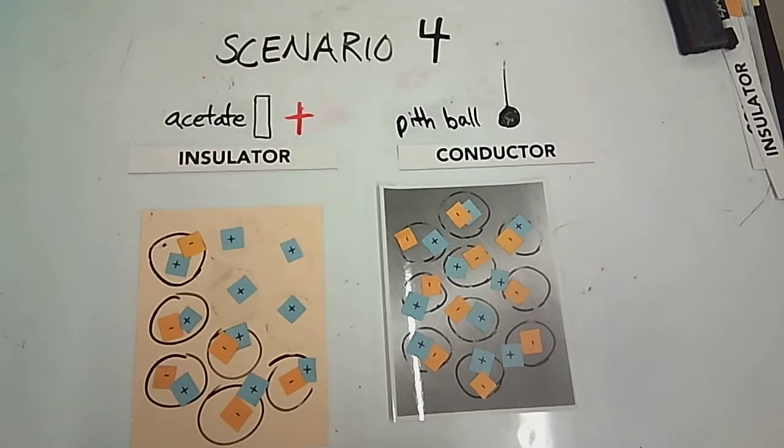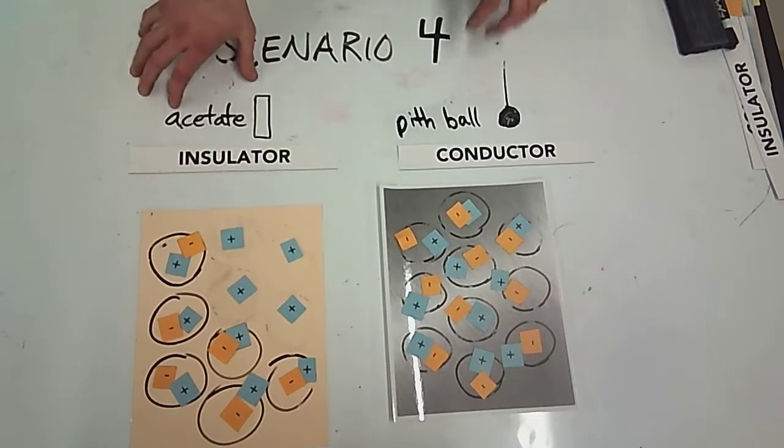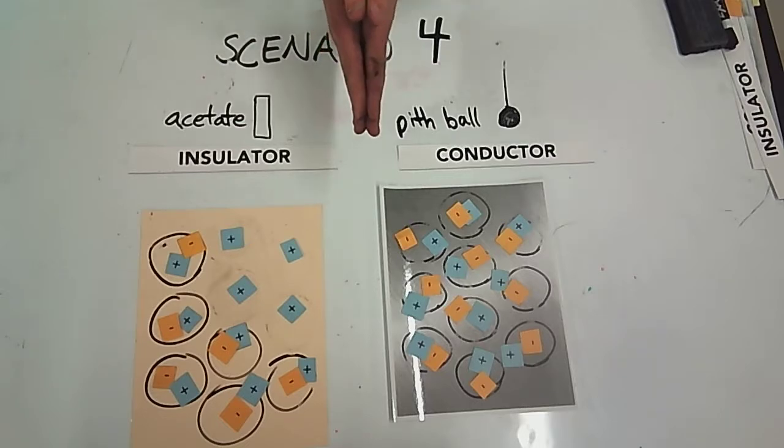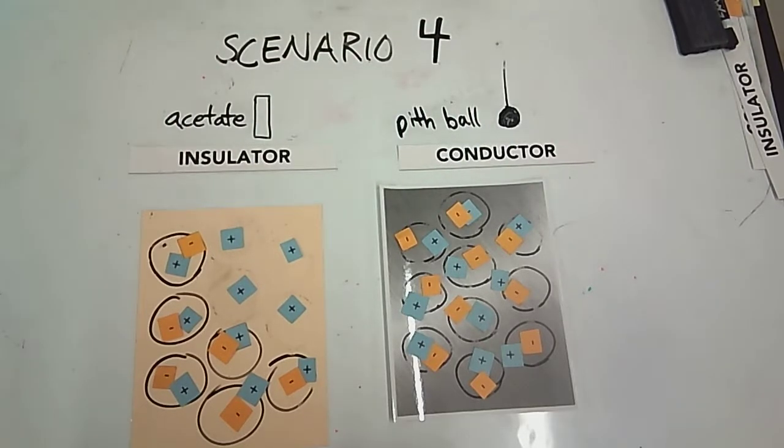In this video, I'm going to be going over scenario 4, which is asking the question, if I bring a positive acetate strip over to the pith ball, they were initially attracting one another, but once they come into contact, why do they repel?